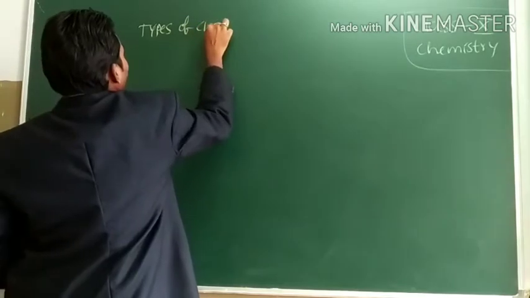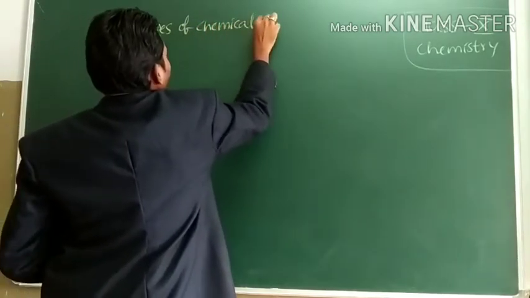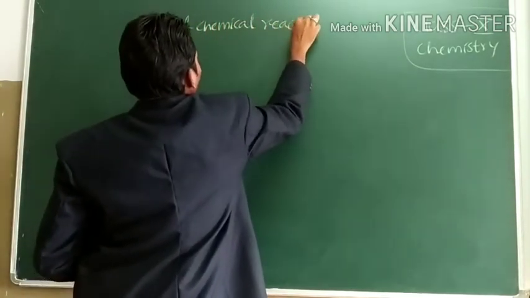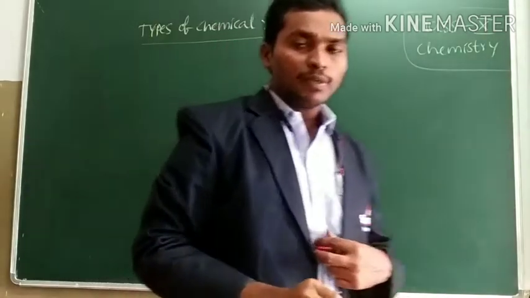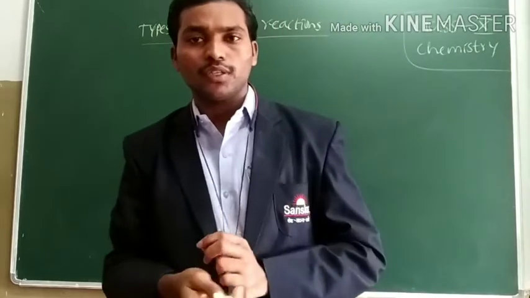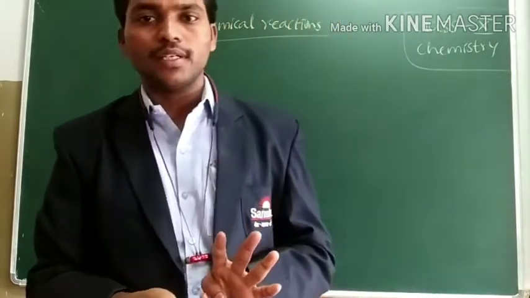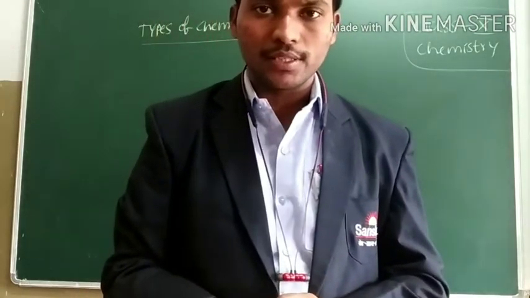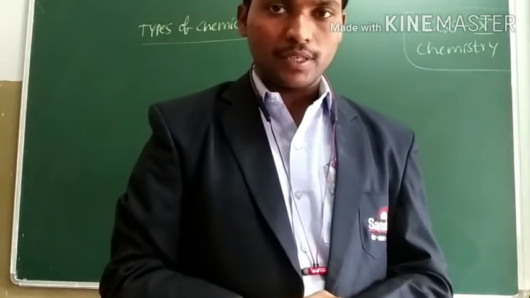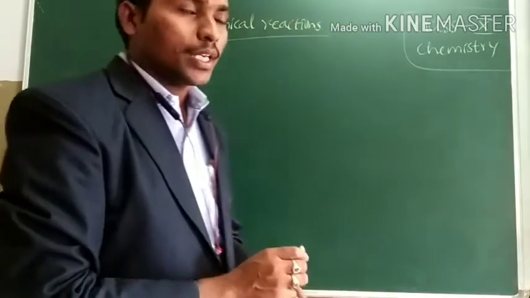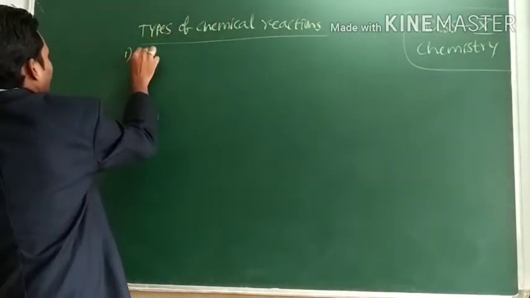Types of chemical reactions. Chemical reactions are classified into four types. They are chemical combination reaction, chemical decomposition reaction, chemical displacement reaction, and chemical double displacement reaction. Let us talk about chemical combination reaction.